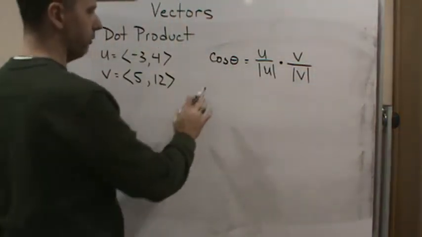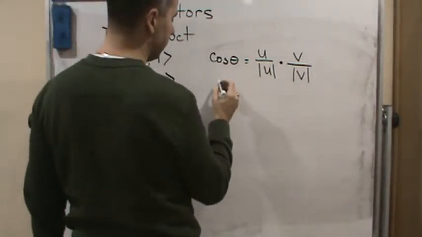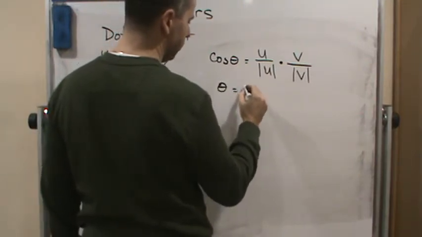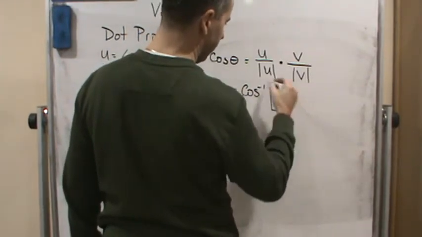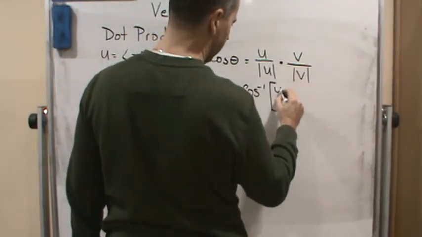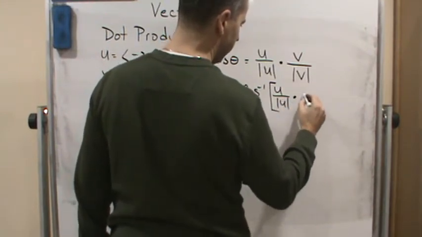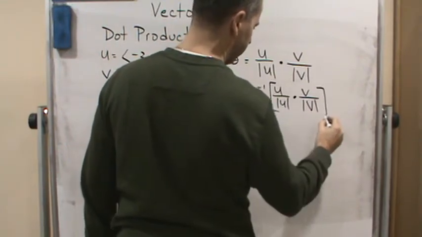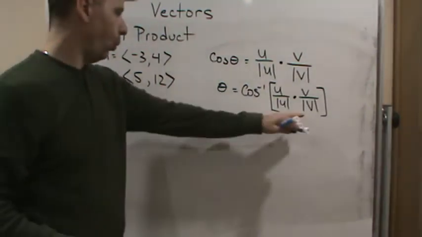Now, I could solve for theta now. There's no reason why I can't, so let's do that. So theta is equal to cosine inverse of what? This. So that's going to be u over the magnitude of u dot v over the magnitude of v. Okay, so now we can solve for theta directly. So what's the dot product?